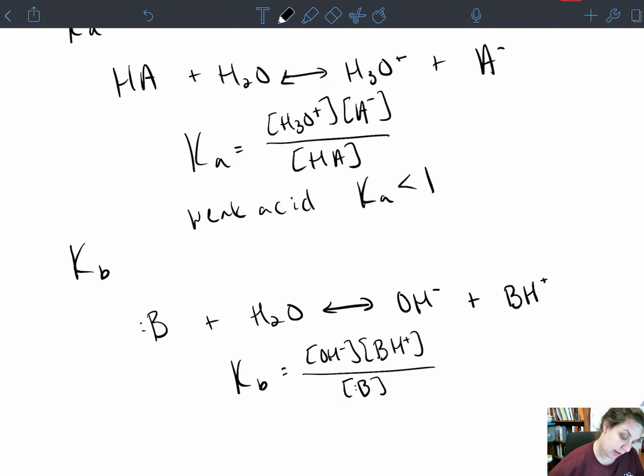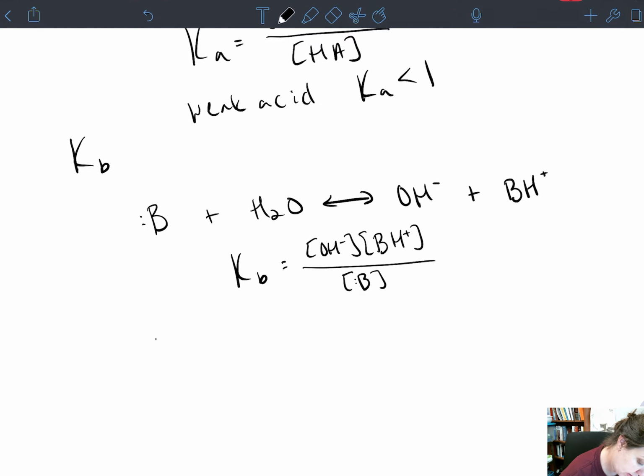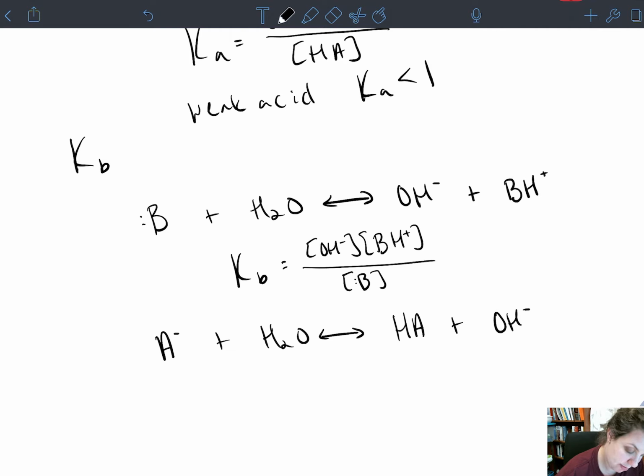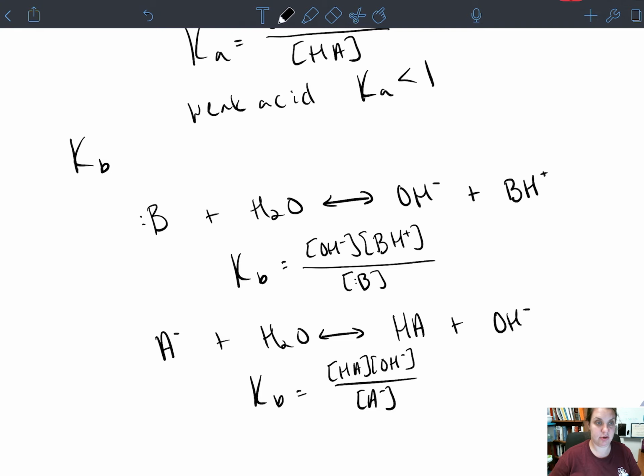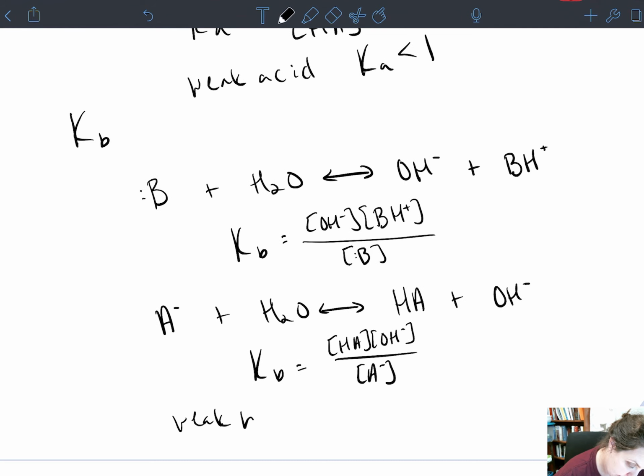Another way you can look at a base is as an anion. So an anion will react with water to produce HA plus hydroxide. So our Kb could also look like this: our HA concentration times our hydroxide concentration over our A minus concentration. Okay? So a weak base will also have a Kb that is less than 1.